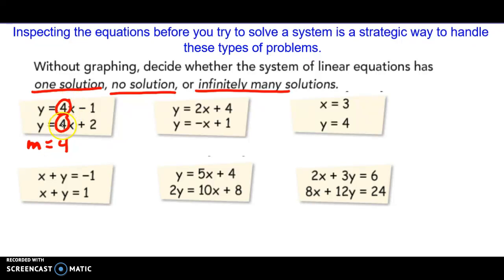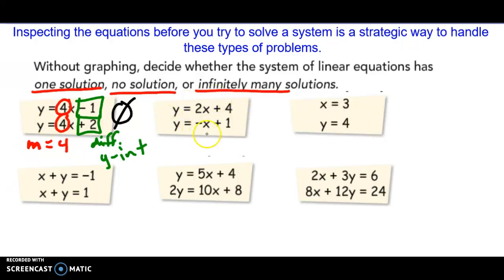Same slope means they have the same steepness, meaning they're parallel. But I also notice I have different y-intercepts. So because I have the same slope but different y-intercepts, these lines are parallel to each other, and parallel lines are never going to cross. So I have no solution to this system of equations.